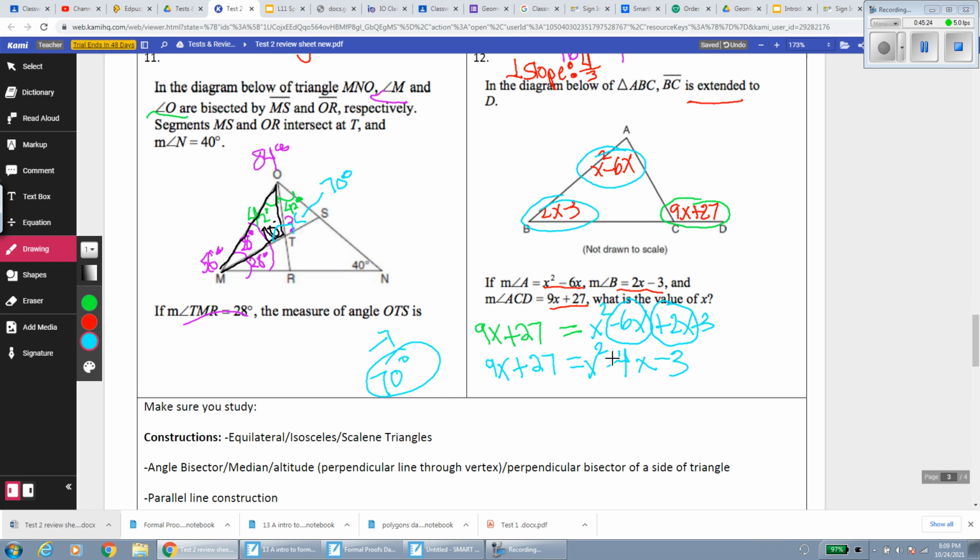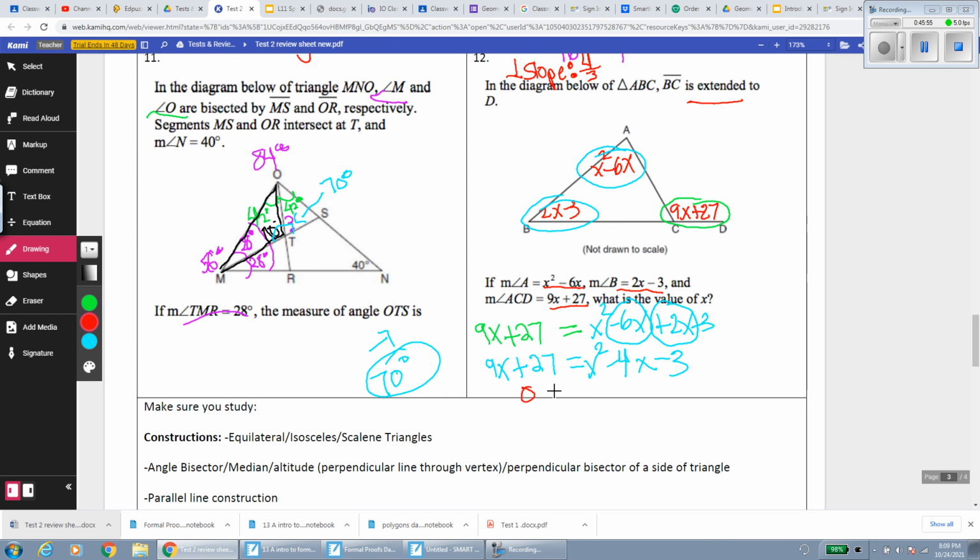That's a quadratic equation. I hope that brings back memories from Algebra 1, maybe happy memories, maybe unhappy memories. I'm not sure. But we have a quadratic equation. So remember that one way that we can solve quadratic equations is by factoring. But in order to do that, your equation has to be equal to 0. So what I'm going to do is subtract 9x from both sides and subtract 27 from both sides. And that way, everything can be equal to 0.